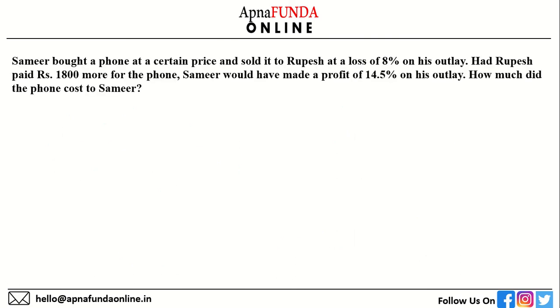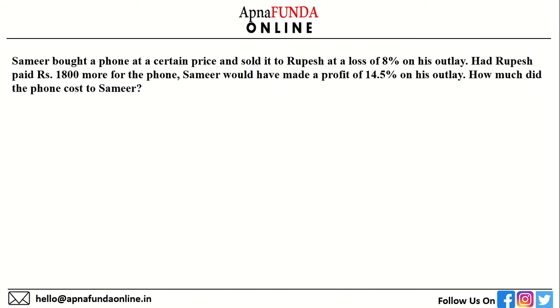Next question. Samir bought a phone at a certain price and sold it to Rupesh at a loss of 8% on his outlay. Had Rupesh paid rupees 1800 more for the phone, Samir would have made a profit of 14.5% on his outlay. How much did the phone cost to Samir? This is a similar question to the previous question. We'll solve it in a similar way.